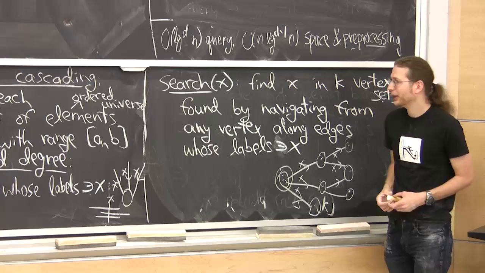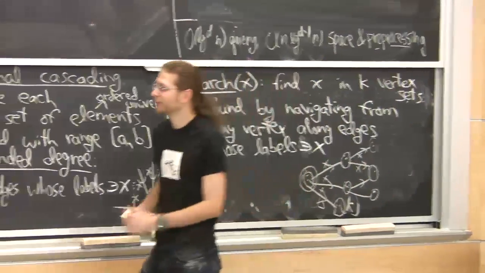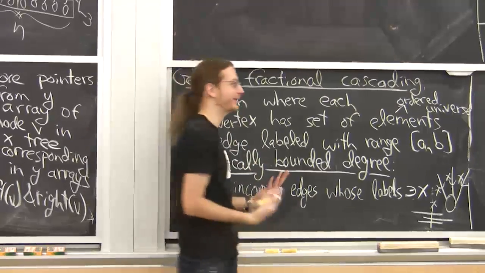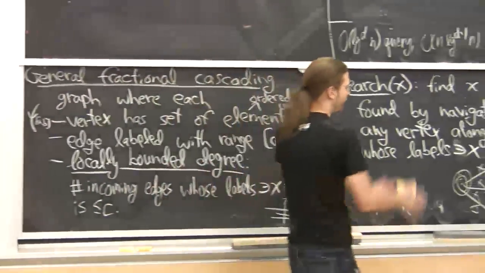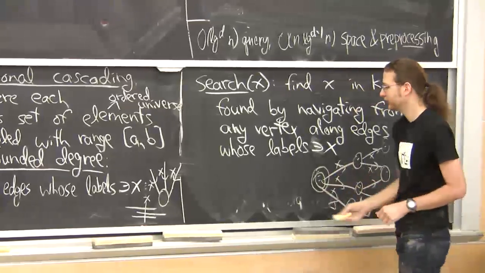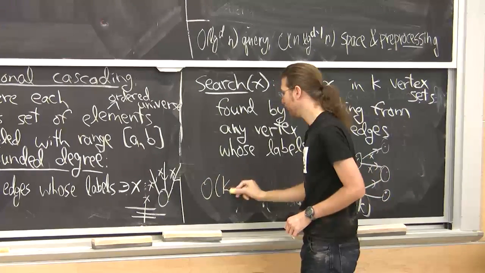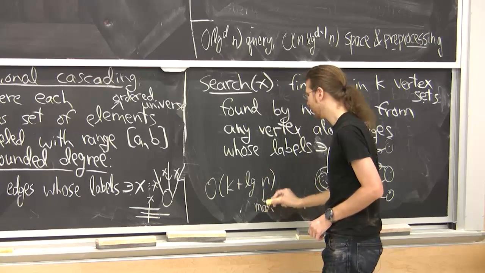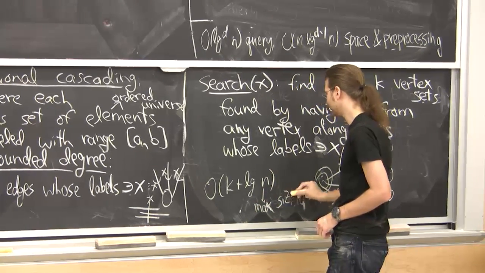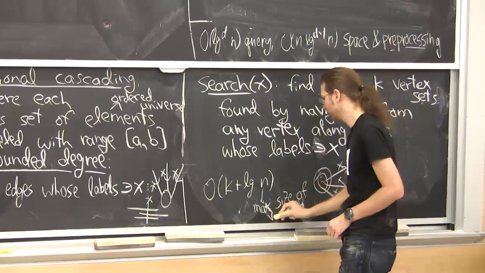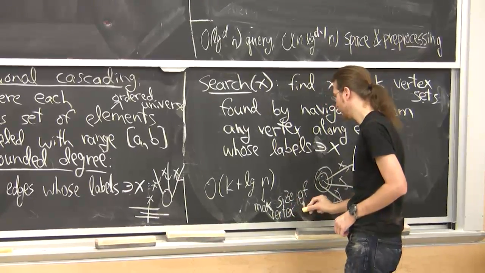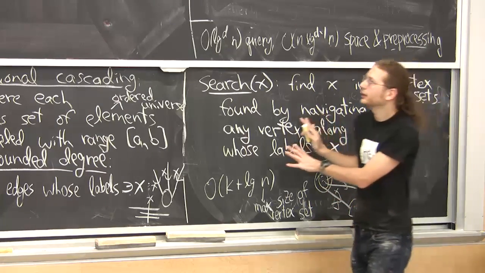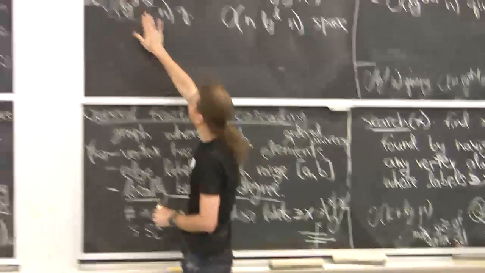So I'm not going to go into the details, but you just take this list idea and apply it to a graph, and it works. It gets messier, but in this very general scenario, you can support these searches in k plus log n, where n is the maximum size of any vertex set. So it just directly generalizes. And this is the thing that you can use to get this log factor improvement.